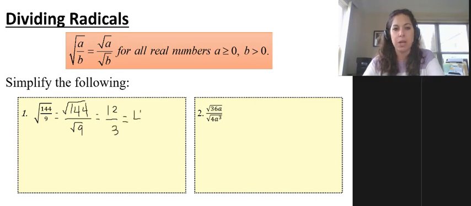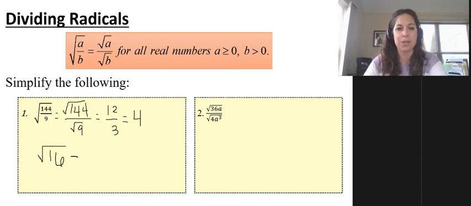12 divided by 3 is 4. I just gave it away. Here's the thing. You also could have seen 144 divided by 9 is 16. So we could have simplified it right away. And then the square root of 16 is 4. Either way works just fine.